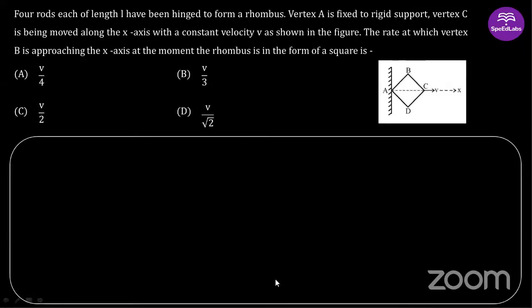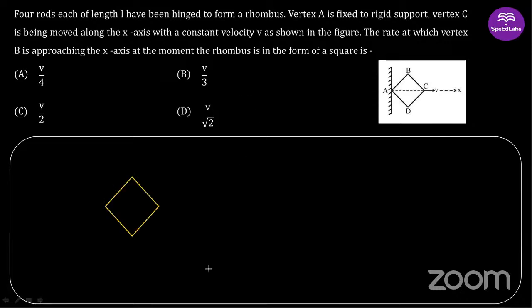Next question is 4 rods, each of length L. 4 rods, each of length L have been hinged to form a rhombus. Vertex A is fixed to a rigid support. Vertex C is being moved along the x-axis with a constant velocity v. As shown in the figure, the rate at which vertex B is approaching the x-axis at the moment is... It's a simple question. Basically, what is happening, just understand, right?